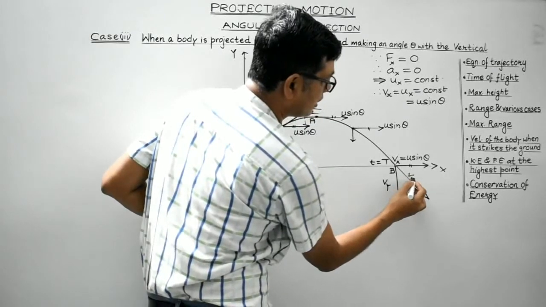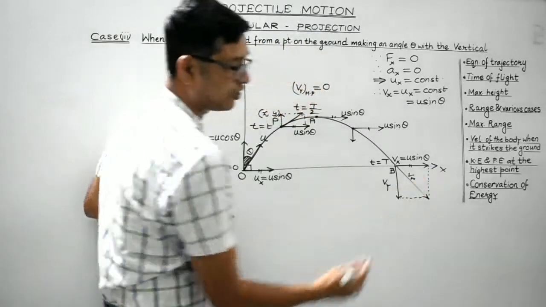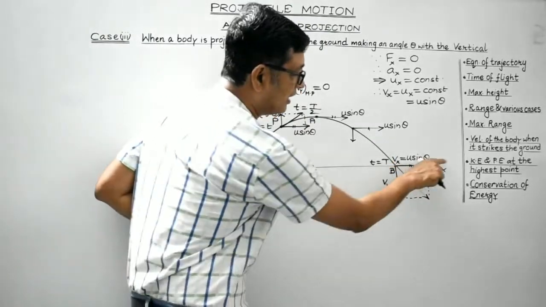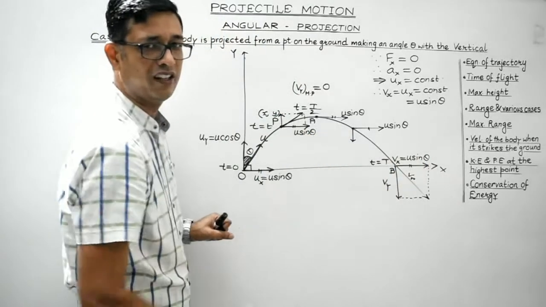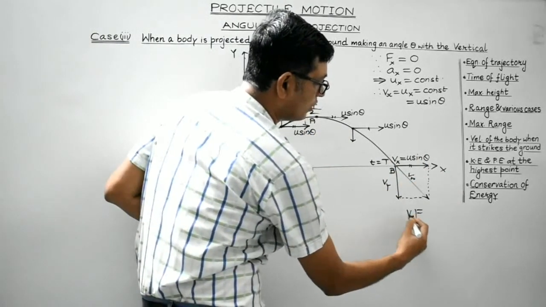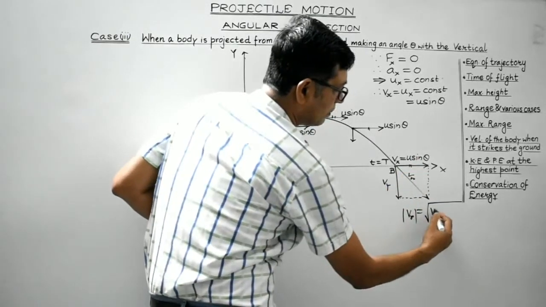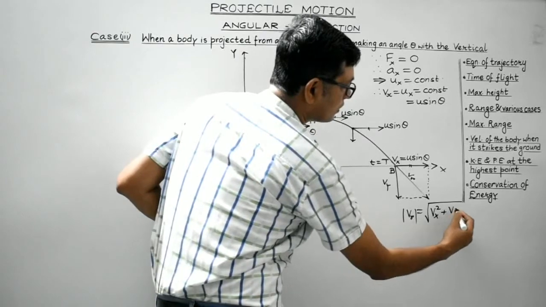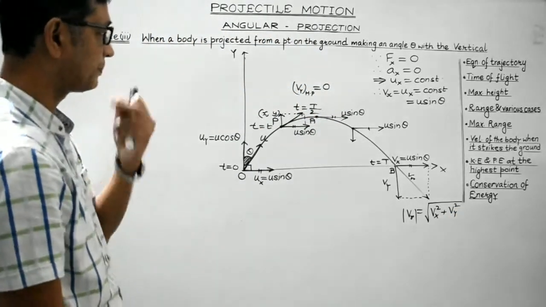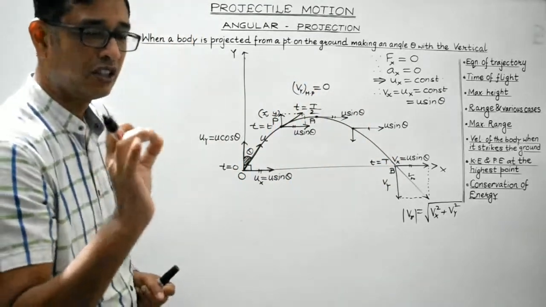At the instant when it strikes the ground, the net velocity would be like this. This is resultant velocity, which, applying parallelogram law of vector addition, is the diagonal of the parallelogram, whose adjacent sides are Vx and Vy, isn't it? So Vr, resultant velocity, its magnitude, since these two are at right angle to each other, would be given by square root of Vx square plus Vy square. Clear, students? Okay.